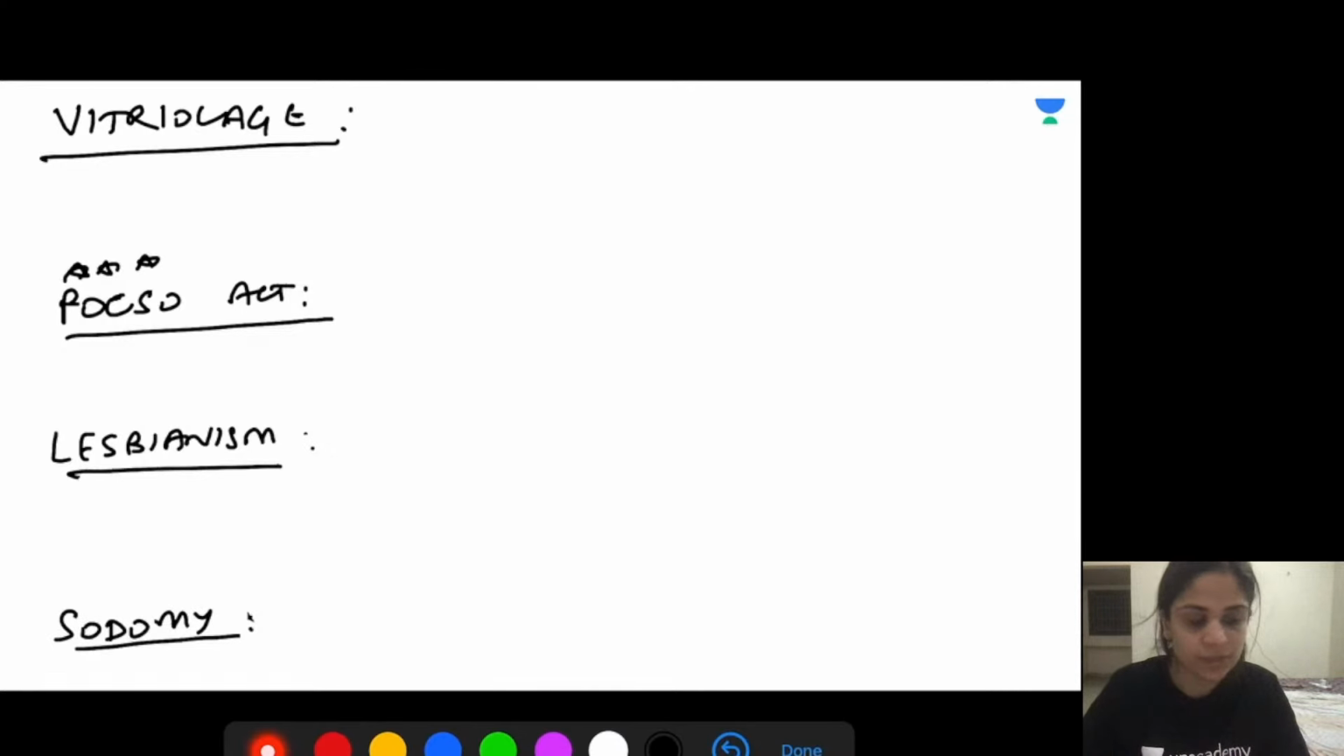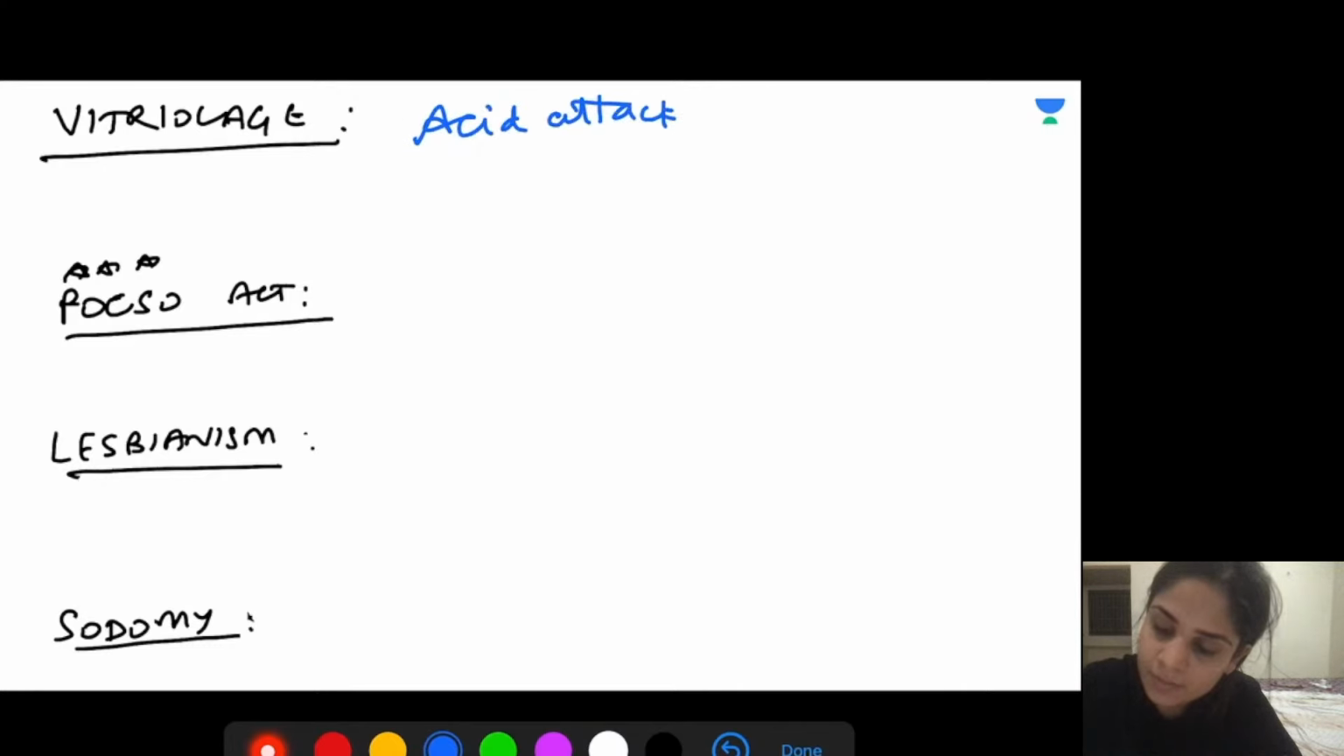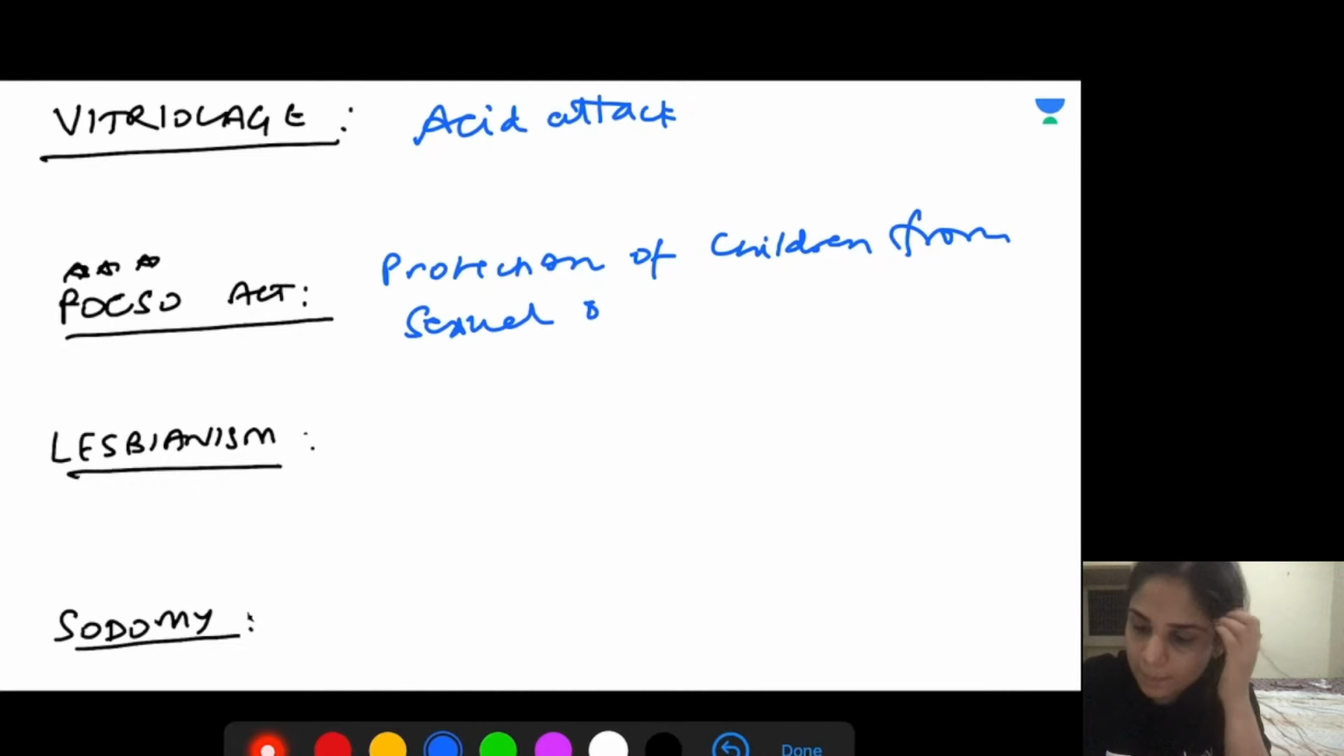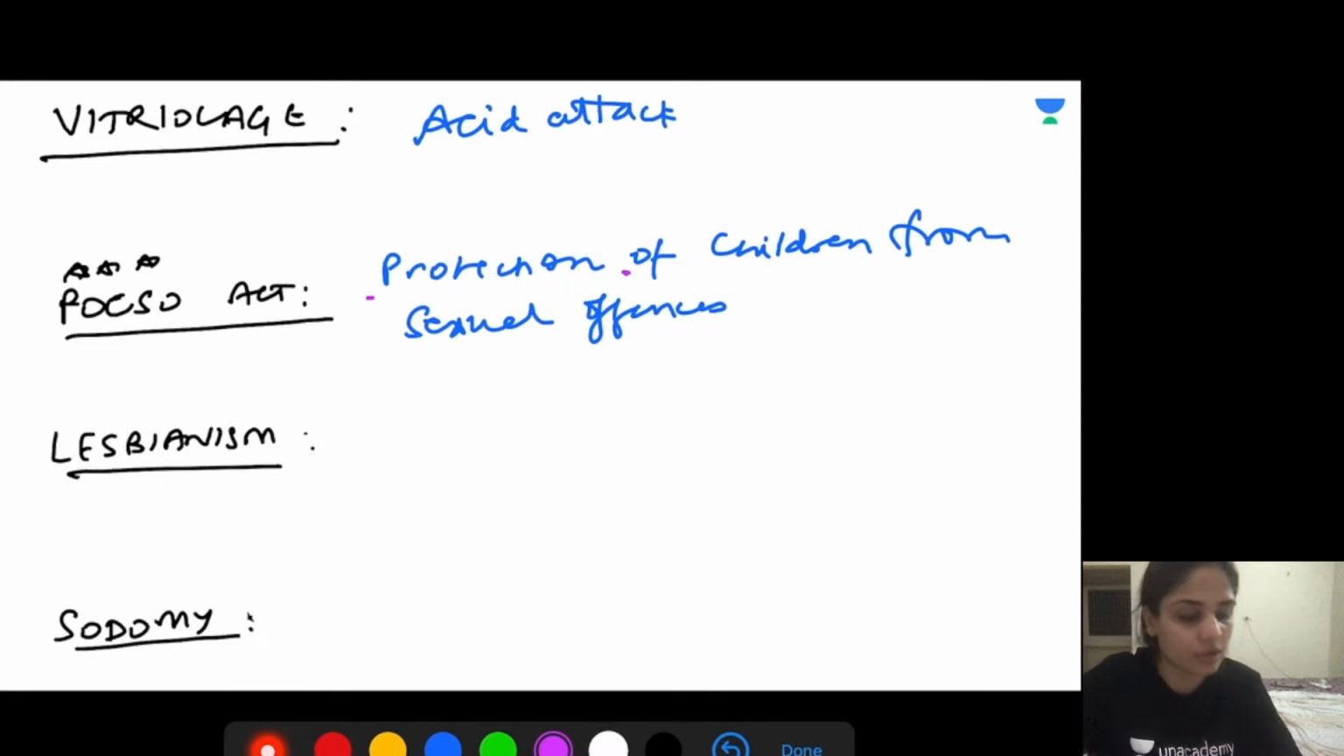Okay, what is vitriolage? Vitriolage is nothing but acid attack. What is POCSO Act? The full form of POCSO is Protection of Children from Sexual Offences. So that is your POCSO Act.